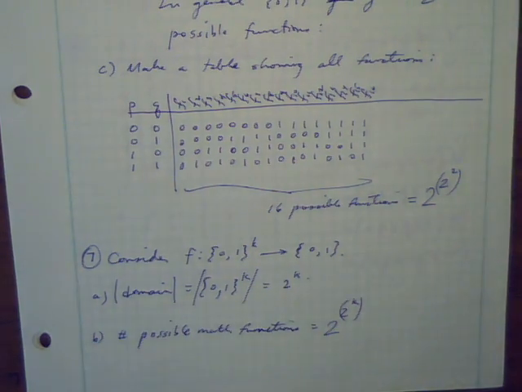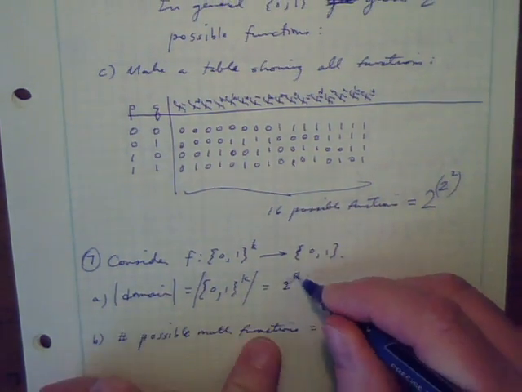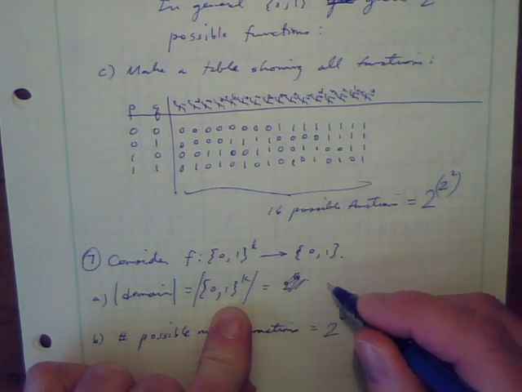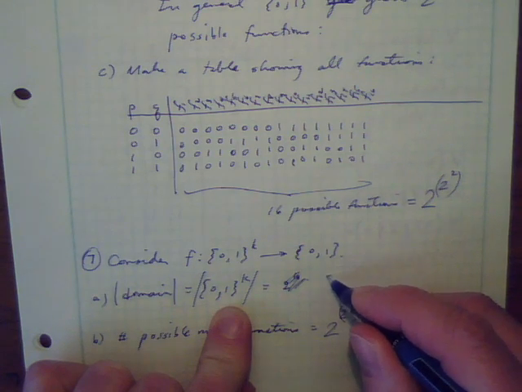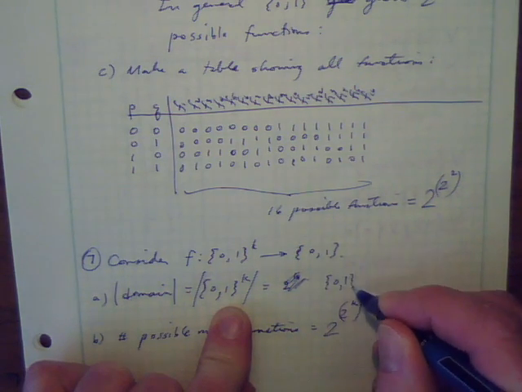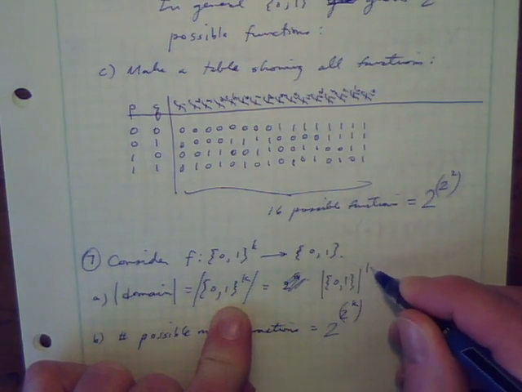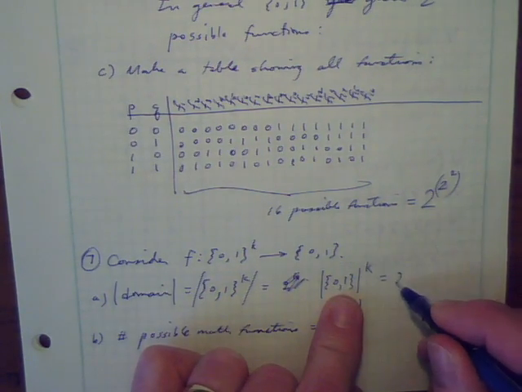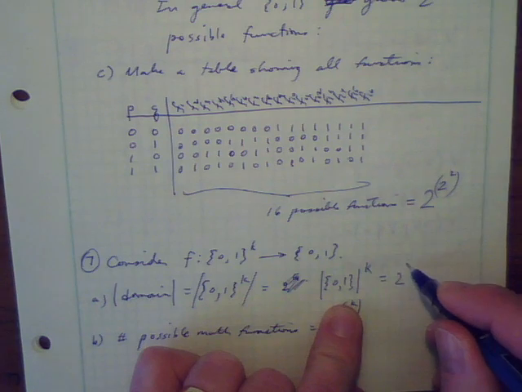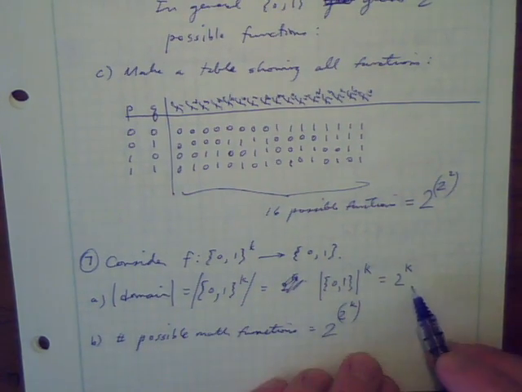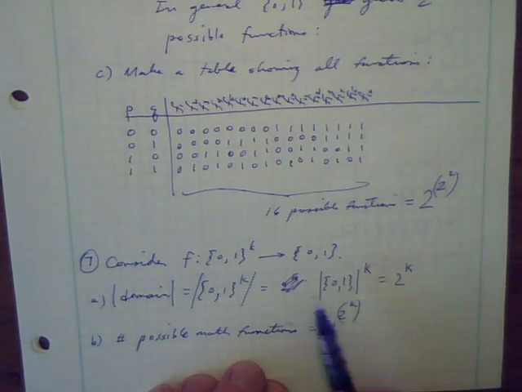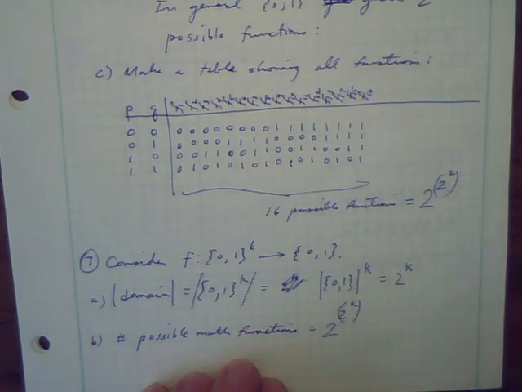And this is also equal to, let's write it all out in detail, the size of {0, 1} itself raised to the kth power. The size of the set {0, 1} is obviously 2, and so we have 2 to the k, the number of elements in the domain. That's what I had written here before, but I'm showing an extra step.